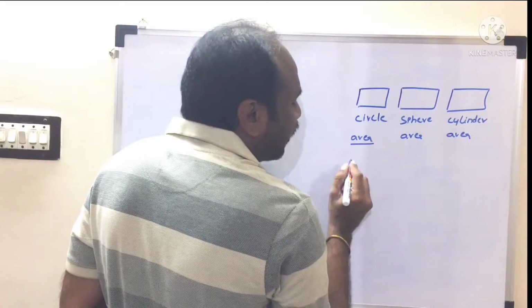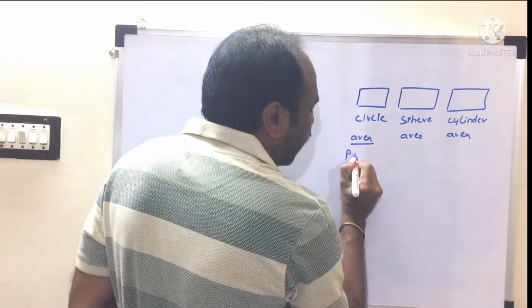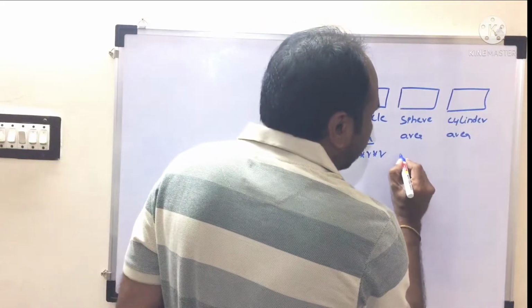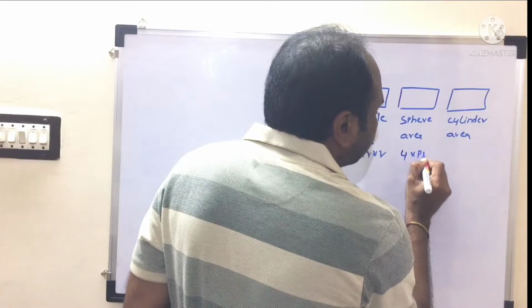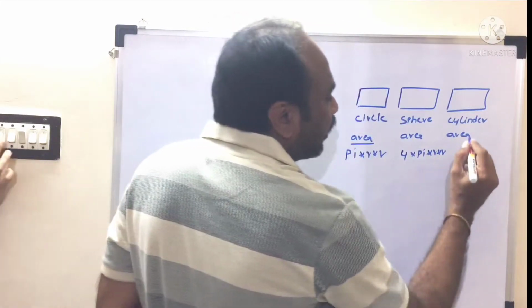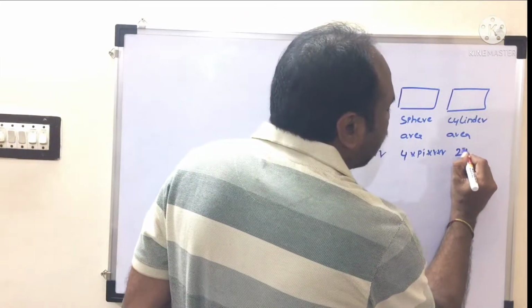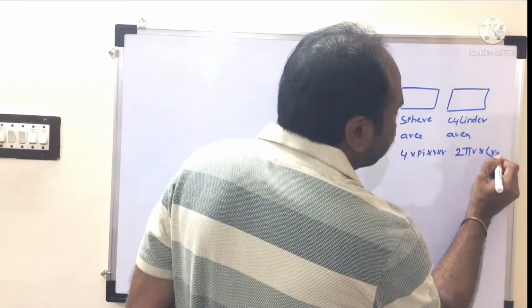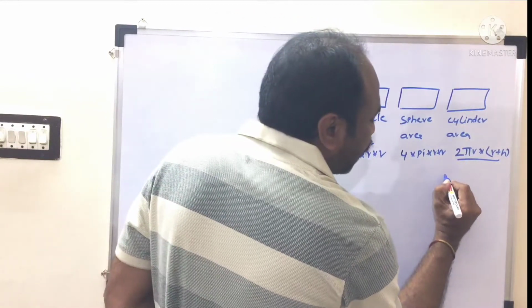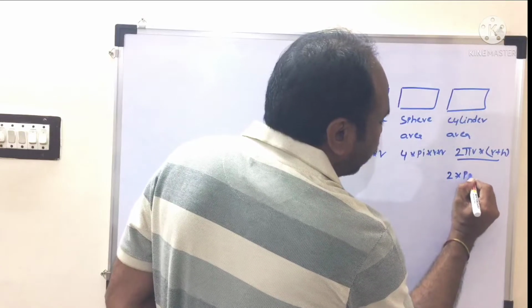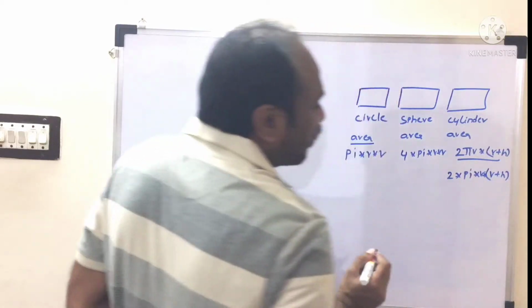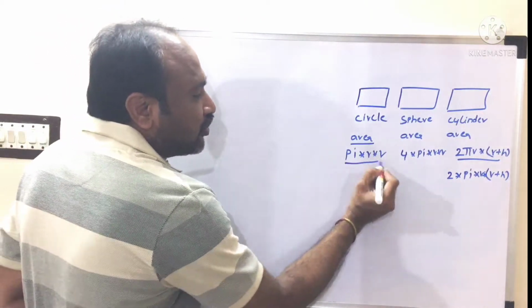First of all, what is the formula for area of circle? Pi r square, pi into r into r. What is the formula for area of sphere? 4 into pi into r square, r into r. What is the formula for area of cylinder? 2 pi r into (r plus h). Actually, it is the way of writing in mathematics, but in computer science, we have to write 2 into pi into r into (r plus h). First of all, you have to write all these formulas.